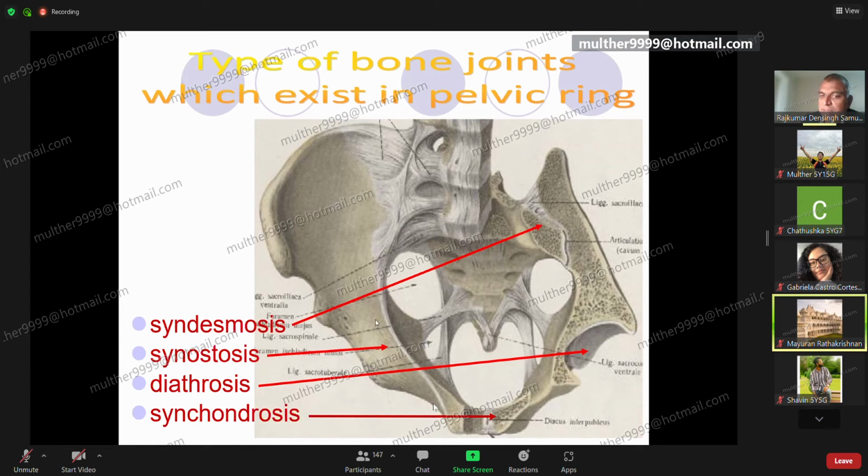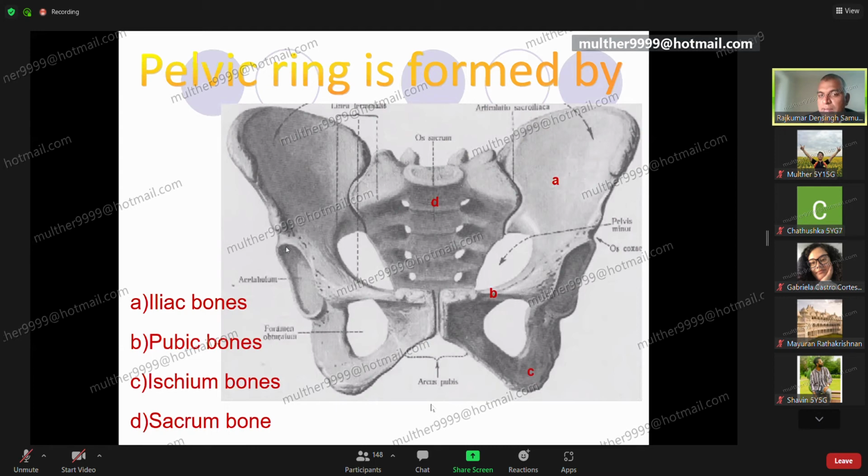Next, in this acetabulum, what happened? All these bones are fused into one bone with the help of a suture. So it is called synostosis. We have this in the acetabulum. In the acetabulum region, we have synostosis.